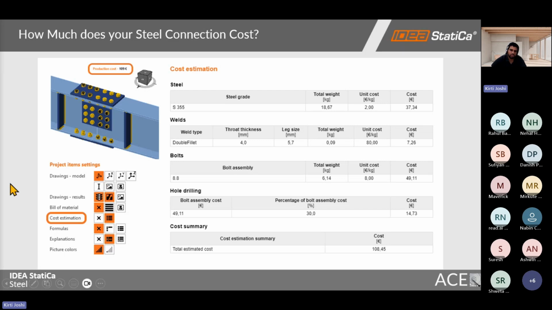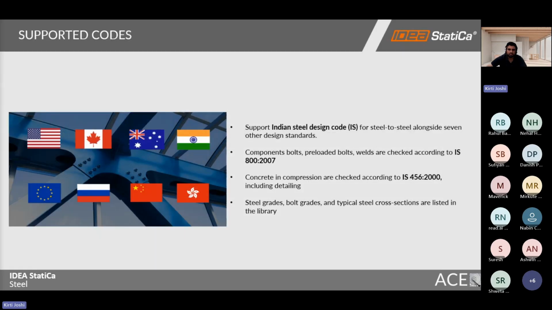So that means we are not just designing for safety, but we are also optimizing for cost. Even small changes in a bolt or weld size or even the plate thickness can impact the overall cost. So we will definitely check this in the demonstration part. Coming to the next slide, it performs the code check according to 8 major international standards, such as the Eurocode, AISC, Canadian, and other global standards.